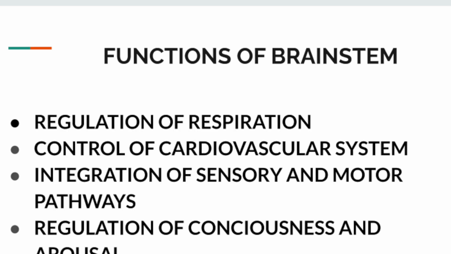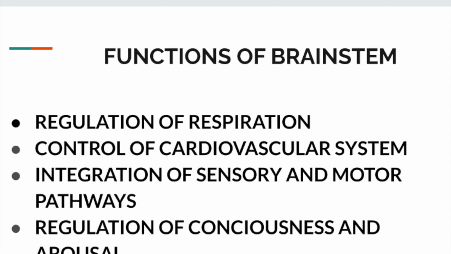Function of the brainstem. The brainstem plays a vital role in regulating various physiological processes essential for life, including respiration, cardiovascular function, consciousness, and sleep-wake cycles. Its functions can be broadly categorized into several domains. First is regulation of respiration.